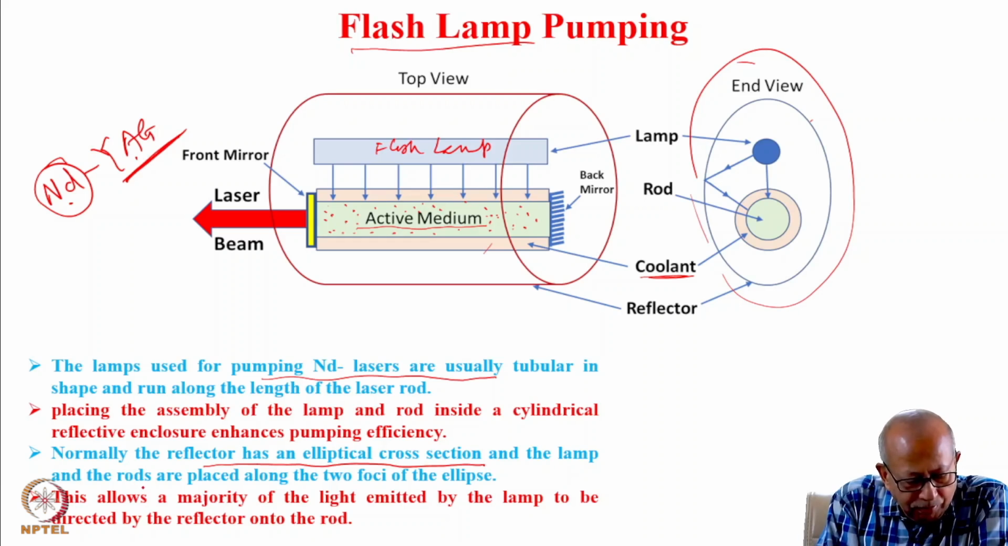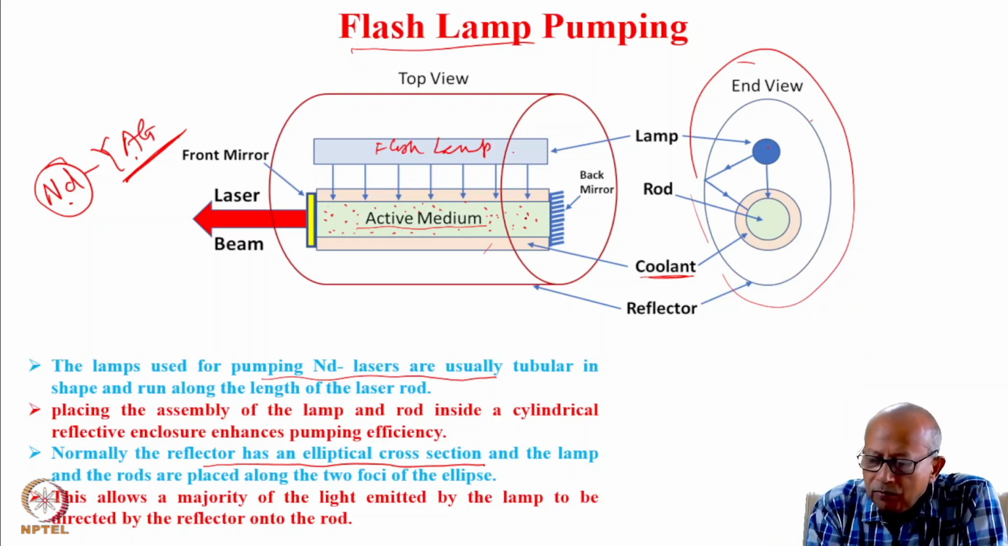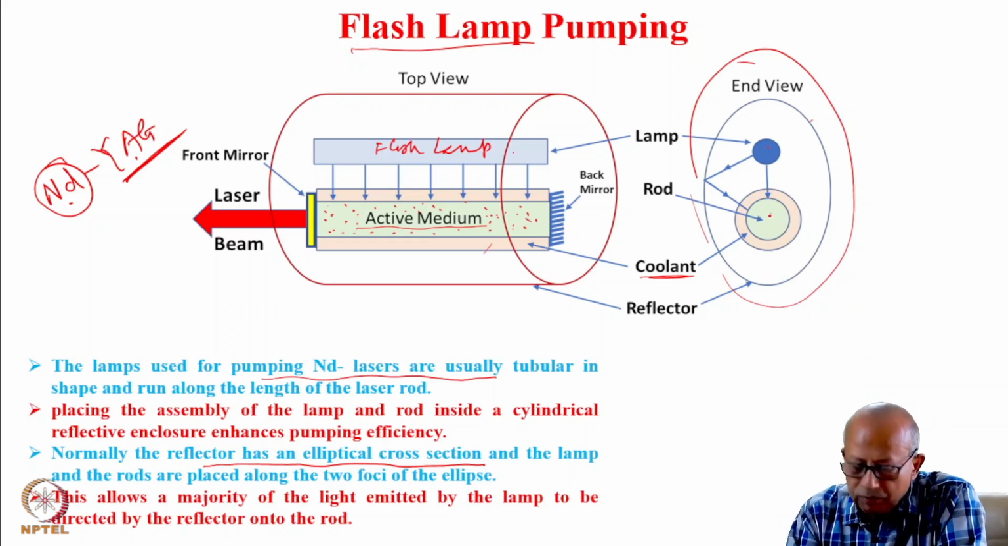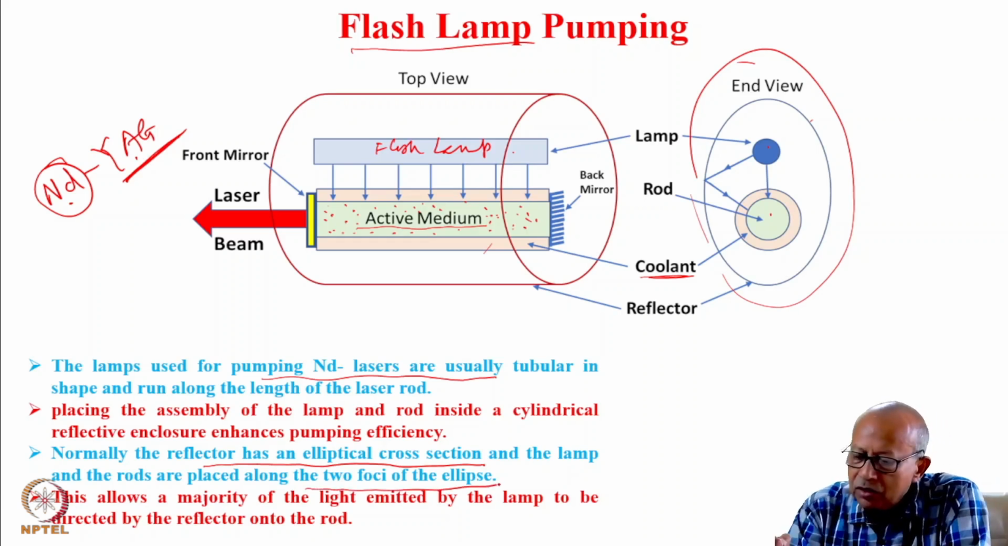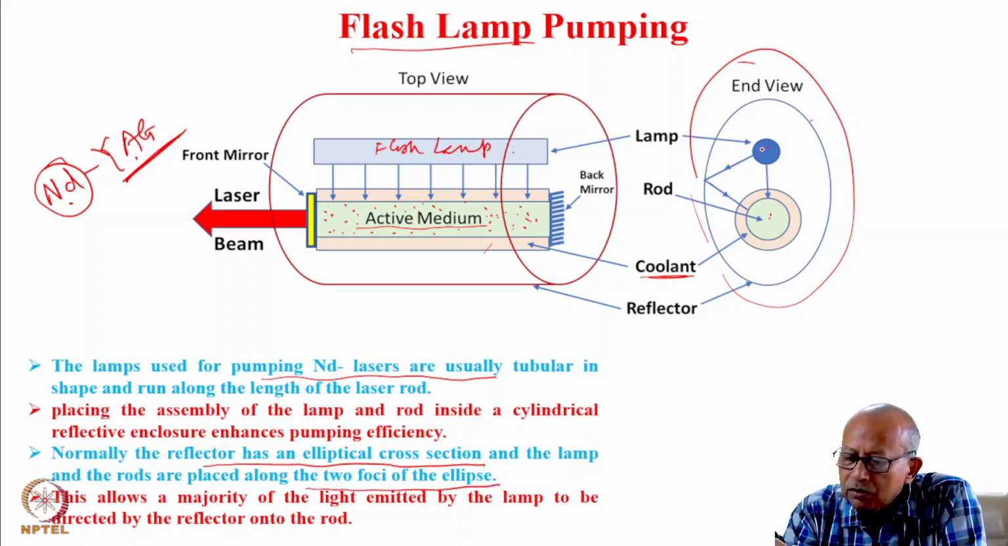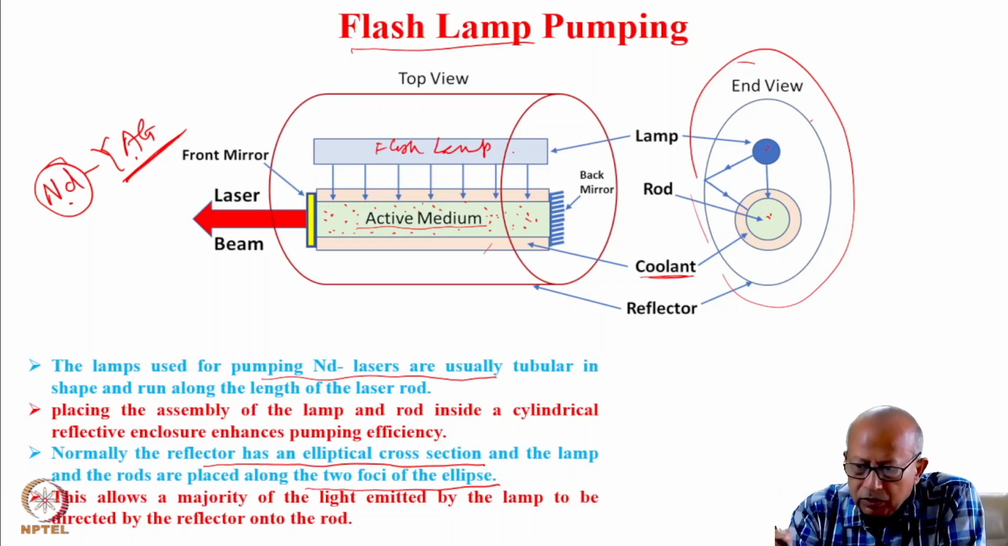And the lamp and the rod: this is the rod, and this is the lamp. This is the end view. The lamp and the rod are placed along the two foci of this ellipse. This is one focus, this is the other focus.